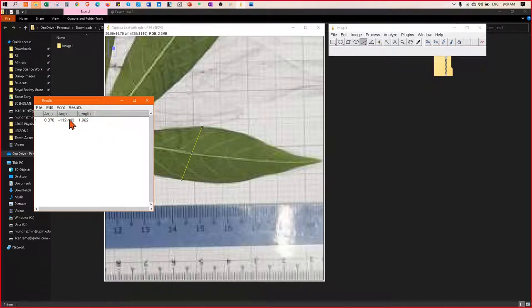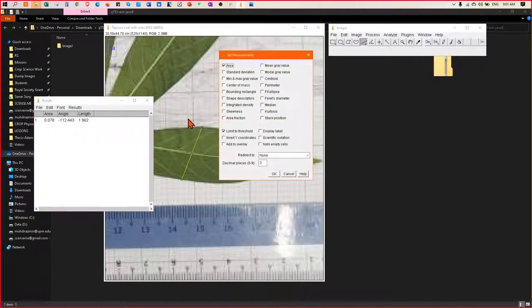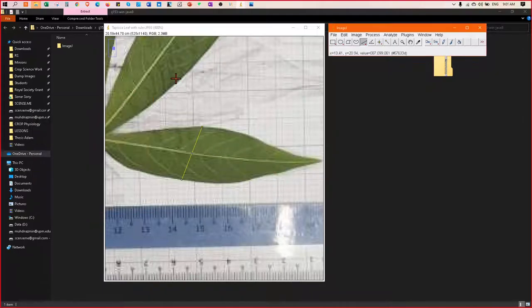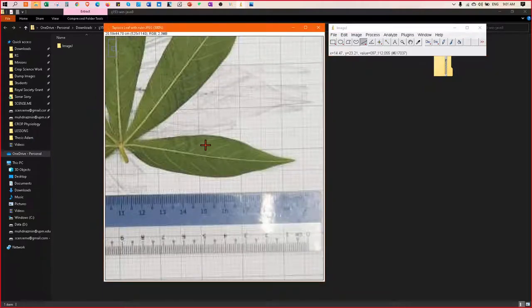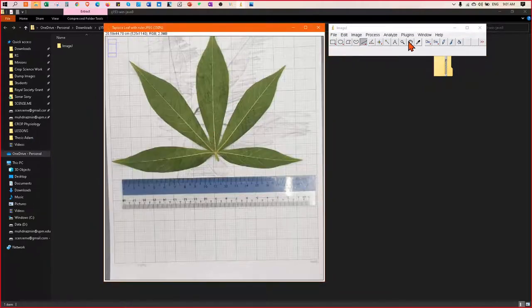If you don't see this, the parameters to be taken by your measurements, you can change it. Go to Results and then Set Measurements here. You can click whatever results you want to appear in this results column. For me, I have clicked the area and also the limit to threshold, because that's for the other activity. Click OK.